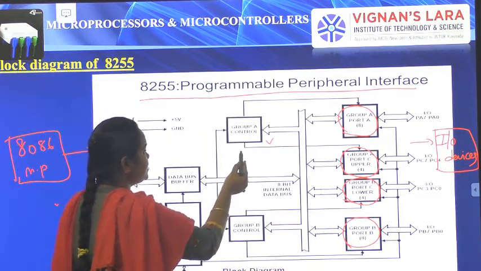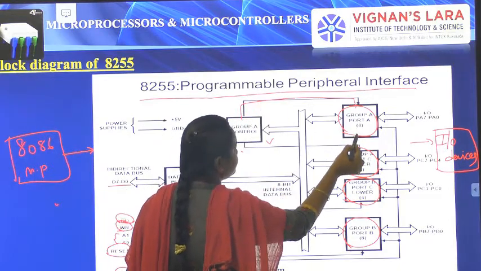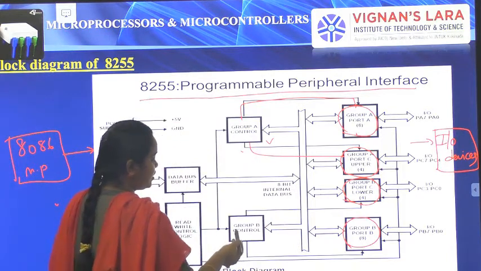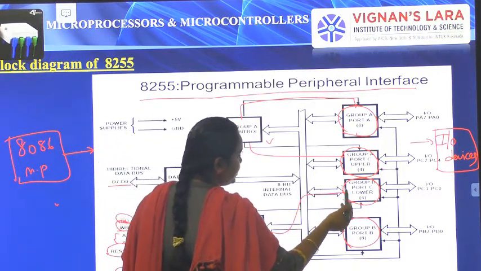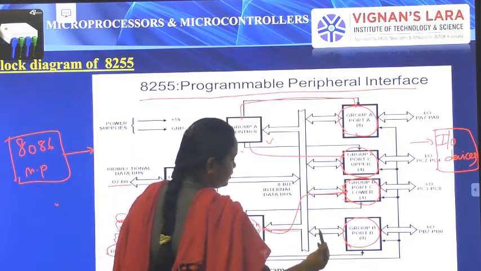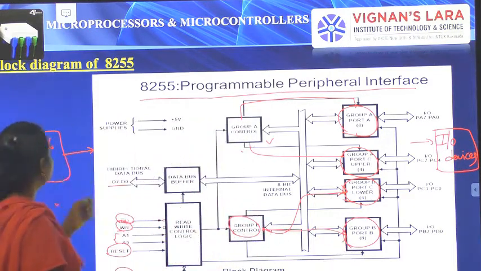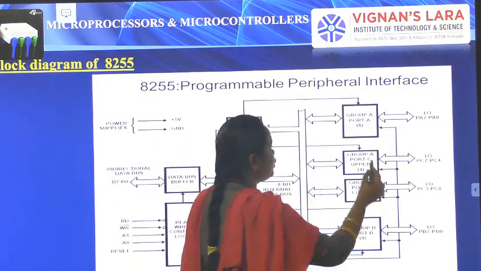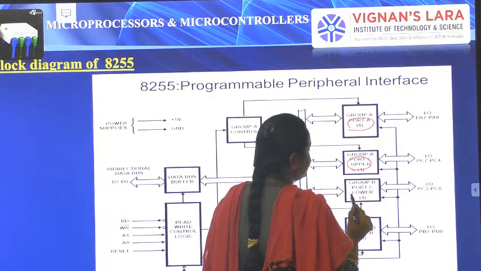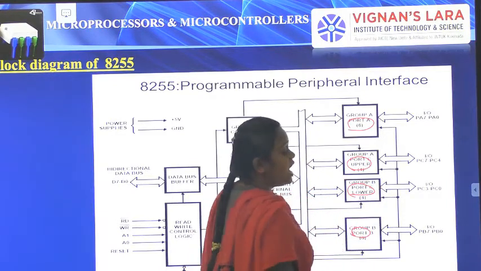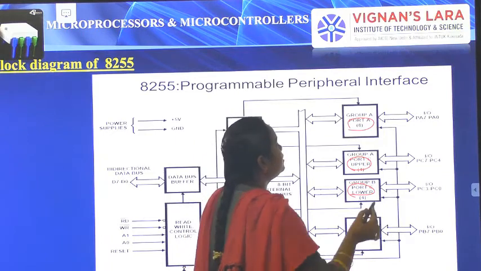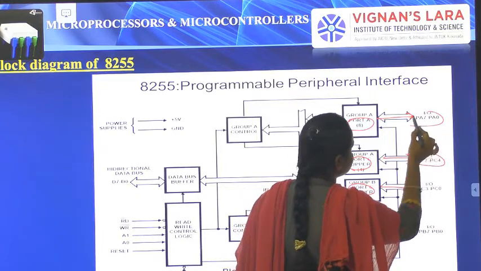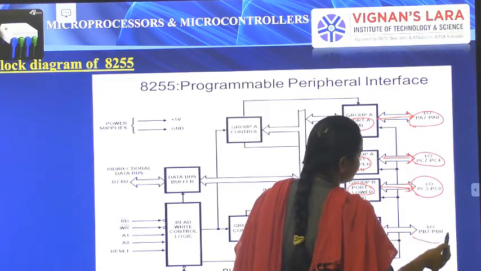So here group A has the control of group A port A and port C upper, and group B has the control of group B port C lower and port B. These port A, port C, and port B are used to carry the information to the input and output devices. These are the input and output devices.